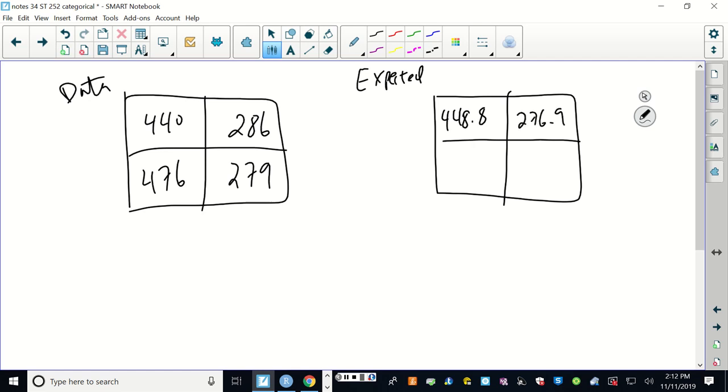276.9 and 467.2 and 288.2. That's different than on this sheet. It is different from on the sheet.